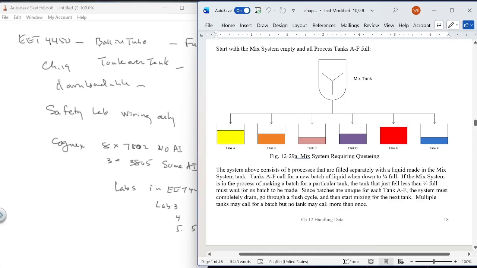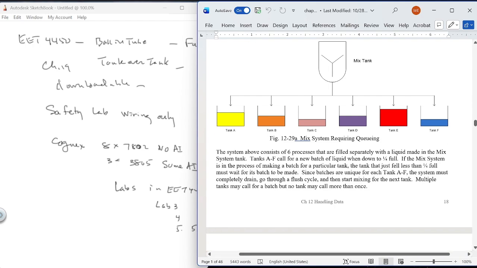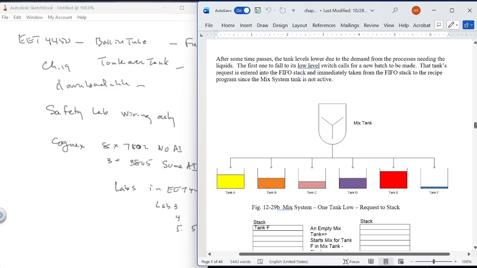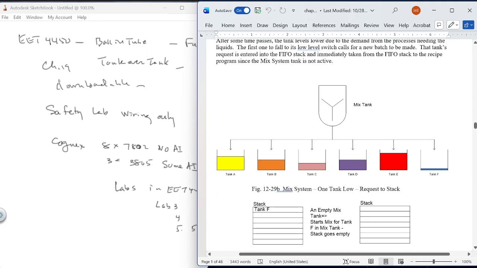So you have a master mixing station with a master tank where you mix the stuff up, and then it goes to one of these lines, okay? Maybe they have one mix tank, maybe they have two, I don't know, but typically they have one, and then they go to one of these lines at a time. Like I just talked about a little bit ago, as long as everybody's full, you're okay, but when one goes empty, you put it on the stack.